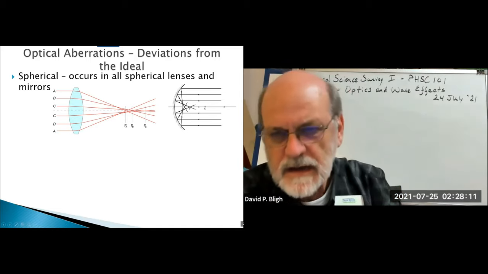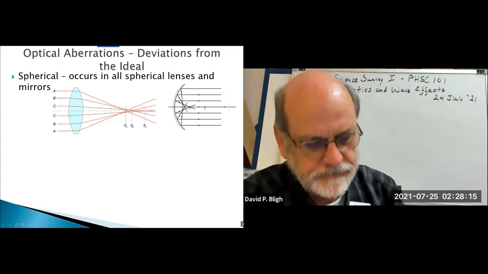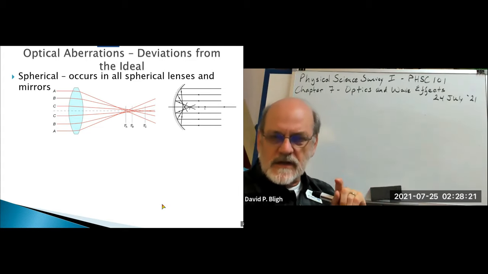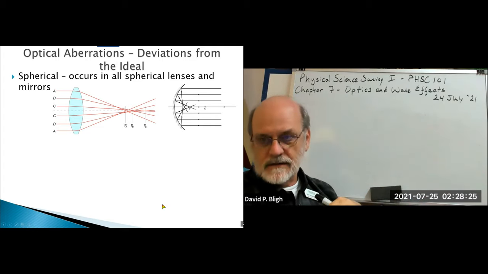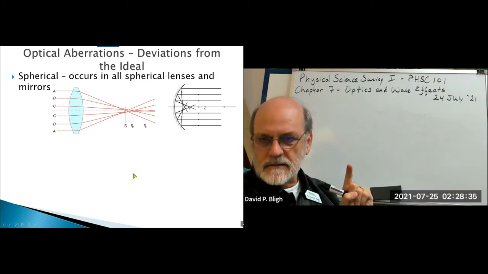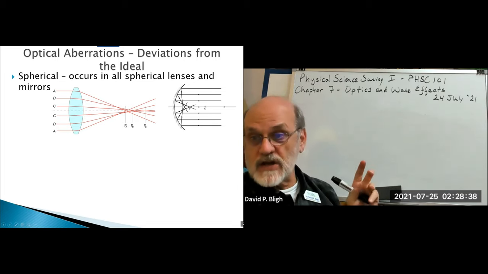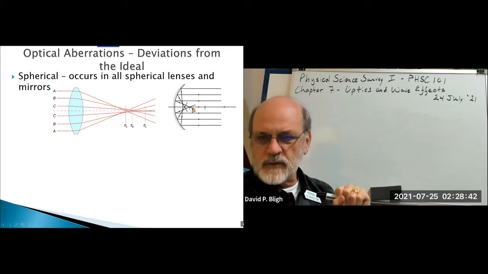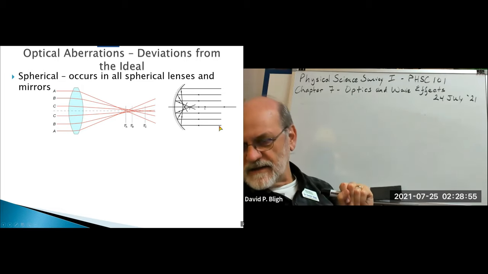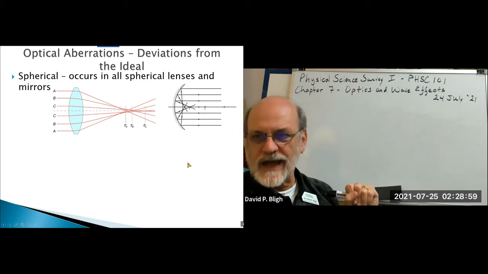Now let's talk a little bit about deviations from the ideal. We can talk about these deviations in terms of both lenses and mirrors, spherical lenses and spherical mirrors. They both give you the same types of deviation. We call them aberrations. Notice with this spherical mirror, if you're using a very large amount of the sphere, then the light doesn't focus at the right place. This is a spherical aberration.